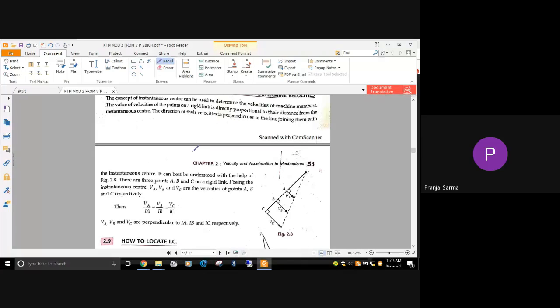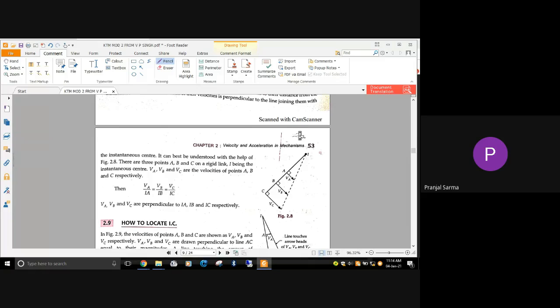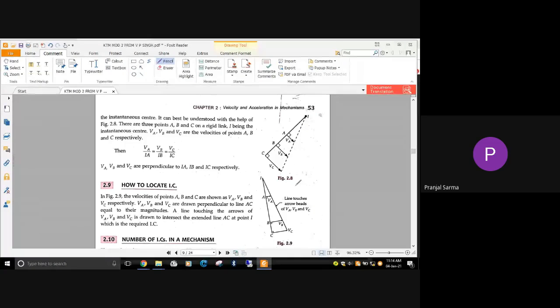Now this is about the magnitude. That means it is directly proportional to the distance from the instantaneous center, and the direction of the velocity is perpendicular to the line joining the point with the instantaneous center. That means if you look at this figure, how we can locate the instantaneous center: suppose this is a link, and I is the instantaneous center. Now you can see the velocity. If you consider point A, point B, point C on this rigid link, and I is the instantaneous center.